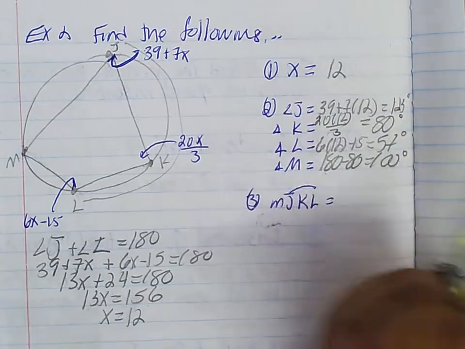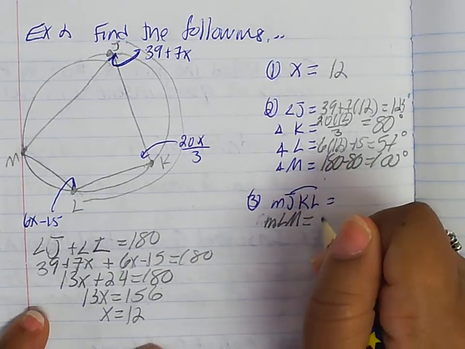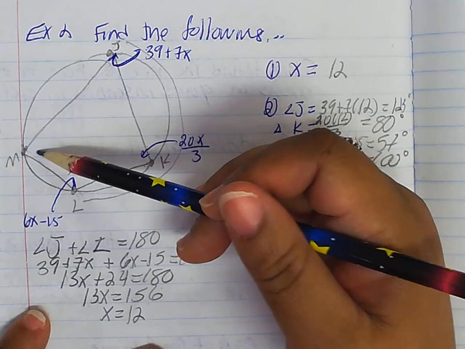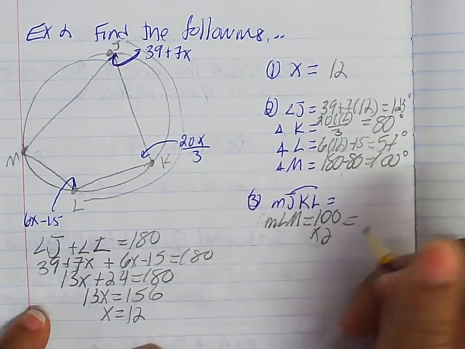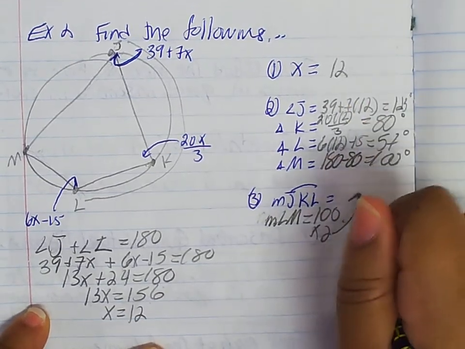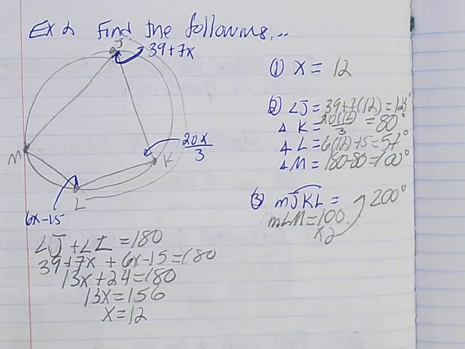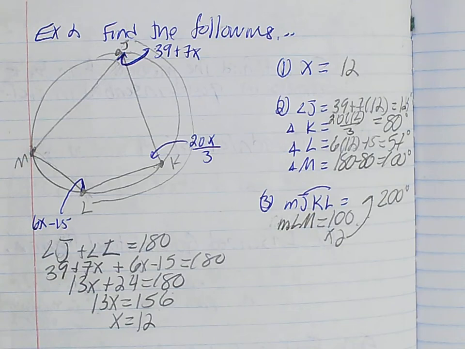The measure of angle M was 100, and we know that the inscribed angle is half of the arc, so we can just times that by 2. So this turns out to be 200. And that's it. Again, make sure you get all the notes copied into your journal.